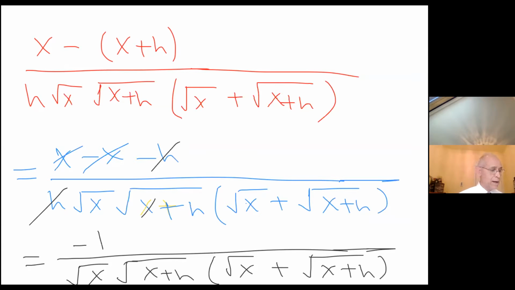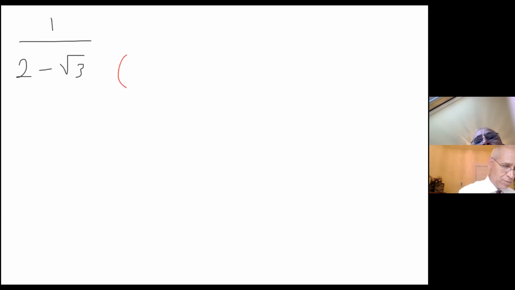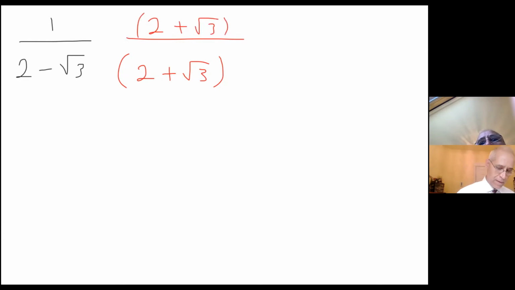Let's do one more. Suppose I want to rationalize the denominator. So I have 1 over 2 minus root 3. And we want to rationalize the denominator. So I'm going to multiply top and bottom of this by the conjugate of the denominator, which is going to be 2 plus square root of 3.